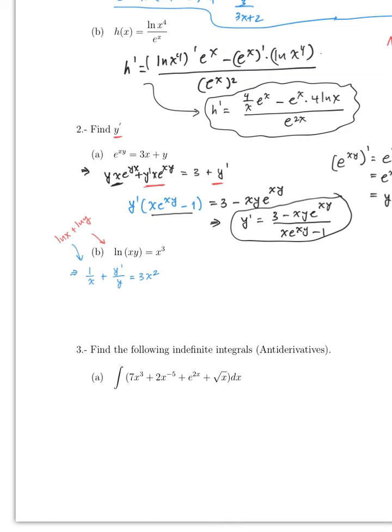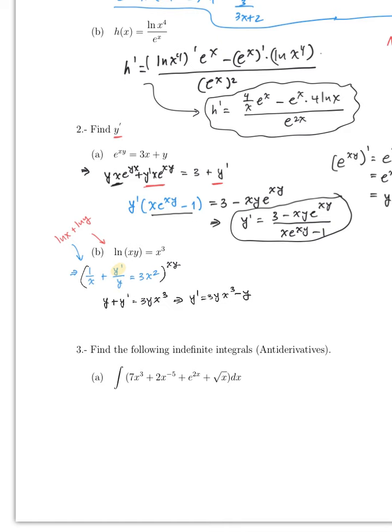Since you want to find y prime, you need to leave it by itself. There are many ways you can do that from here. You can multiply everything by the LCD, which is xy. If you do that, you'll have y plus y prime is equal to 3yx cubed. And therefore, y prime is going to be 3yx cubed minus y.